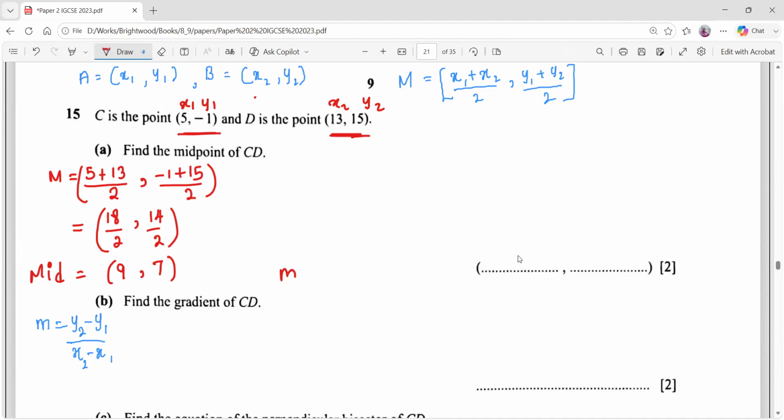What is the gradient? I said the y difference. What is the y difference? It is 15 minus the other coordinate, minus 1. So 15 minus negative 1, and the other one is 13 minus 5. Now simplify: minus minus becomes plus, so 15 plus 1 is 16. 13 minus 5 is 8. Now 16 divided by 8 is 2. The gradient should be 2. Yes, continue.